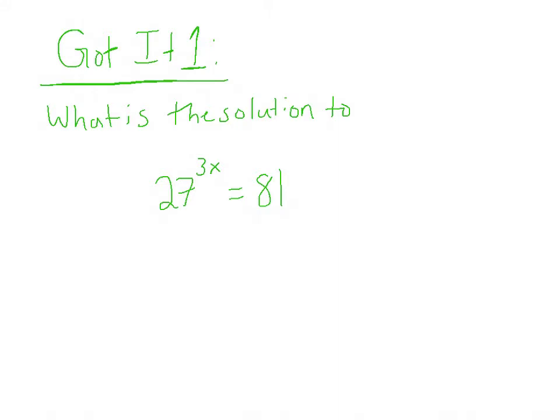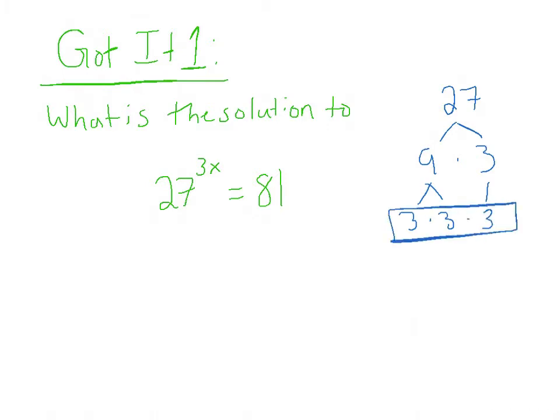Alright, so again here we have two numbers that we can make the same. So notice 27 and 81, we could express those with the same base. If you aren't sure on how to do that, we can look at this. We can try to factor out the 27. Well, 9 times 3 is 27. 9 can be broken down to 3 times 3. And so notice we have all 3's. So we can represent 27 as 3 to the power of 3. So I'm going to go ahead and do that down here. So we have 3 to the power of 3 raised to the power of 3x.